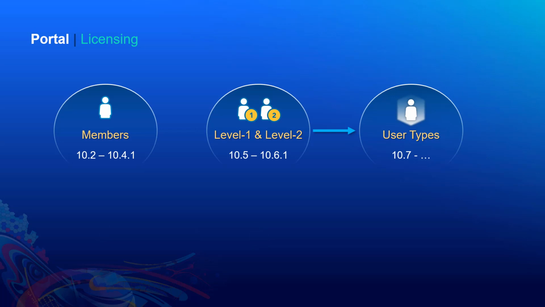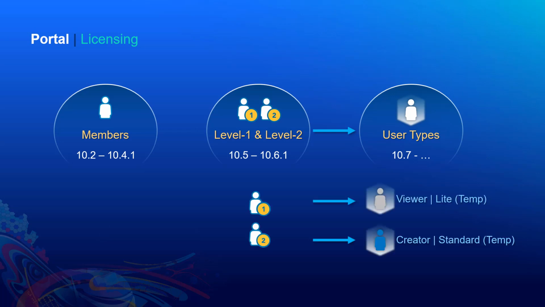What happens if you upgrade from a level version to a user type version? If you only had level 1 viewers and level 2 creators, then all your level 1 members become viewers, and all the level 2 members become creators. If you had level 1 and level 2 users assigned a variety of user roles, then the level 1 users will be assigned light temp users, and the level 2 users will be assigned standard temp users.